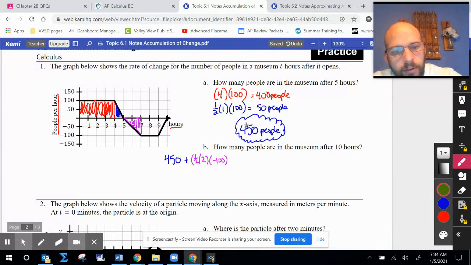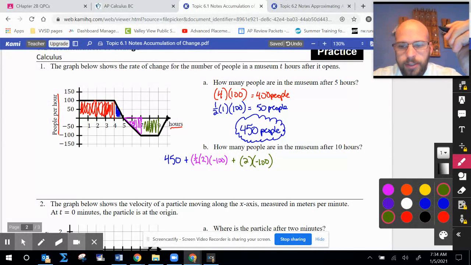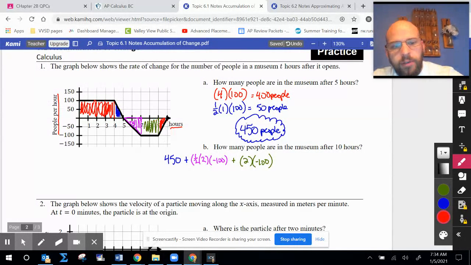But if I keep going, I have a rectangle or a square that has a width of 2, a height of -100, and then last but not least, I have a little triangle, width of 1, height of a negative 100. So let's put this all together.